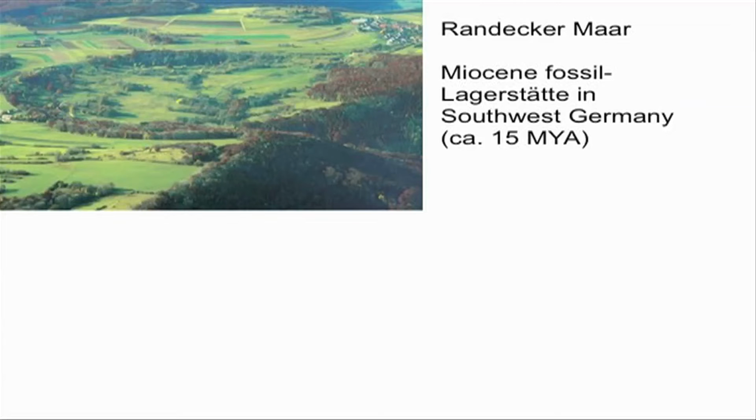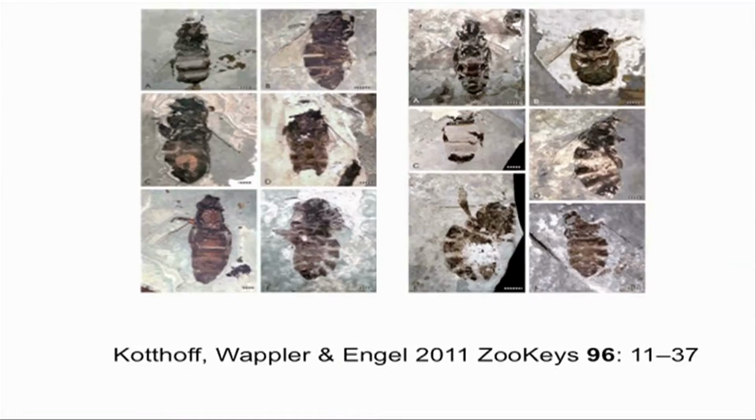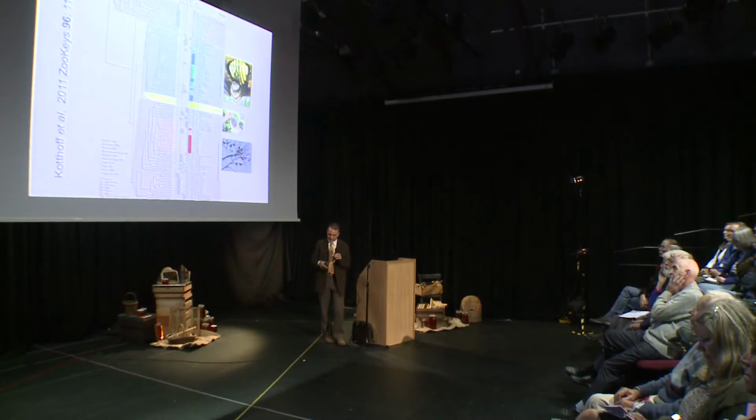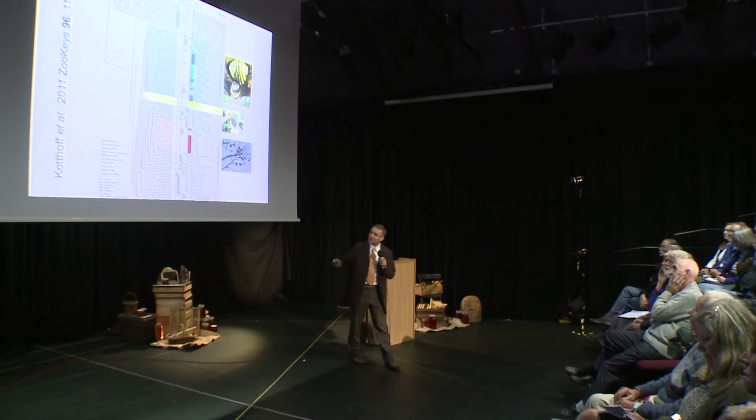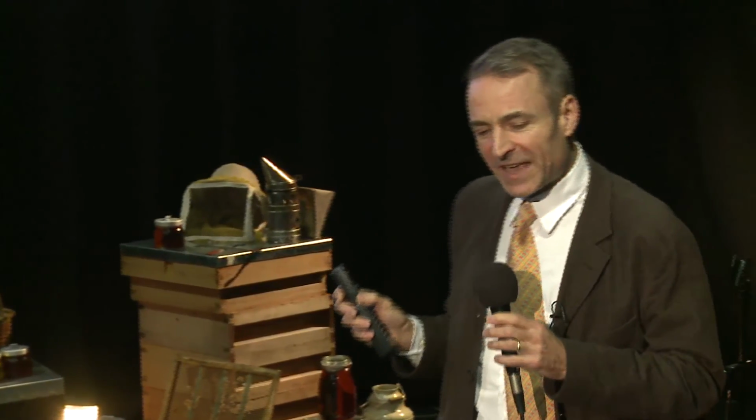So, we've got Randecker Maar. It's an old volcano, and there are deposits there from about 15 million years ago in the Miocene. Excellent deposits of insects, including a lot of honeybees. This is the so-called holotype, Apis armbrusteri, and it looks very much like Apis mellifera from that deposit. There are lots of others from there, and they've been systematically screened by Michael Engel, probably the most famous, and his colleagues.